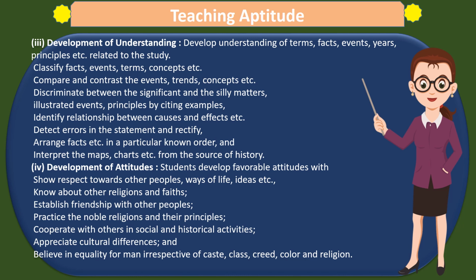4. Development of attitudes. Students develop favorable attitudes and show respect towards other people's ways of life, ideas, etc. Know about other religions and faiths. Establish friendship with other peoples, practice the noble religions and their principles, cooperate with others in social and historical activities, appreciate cultural differences, and believe in equality for man irrespective of caste, class, creed, color and religion.